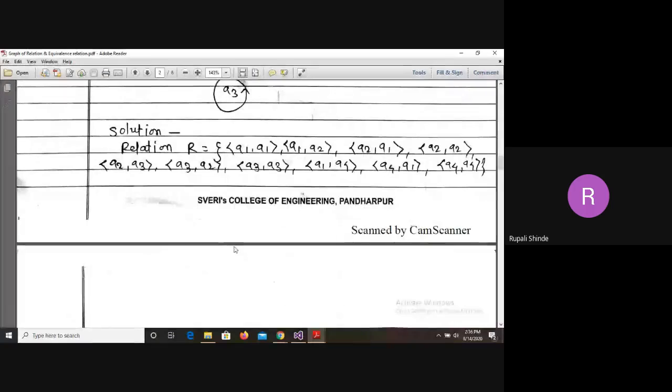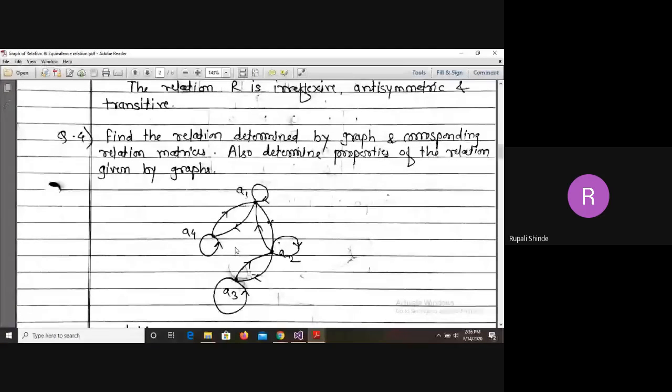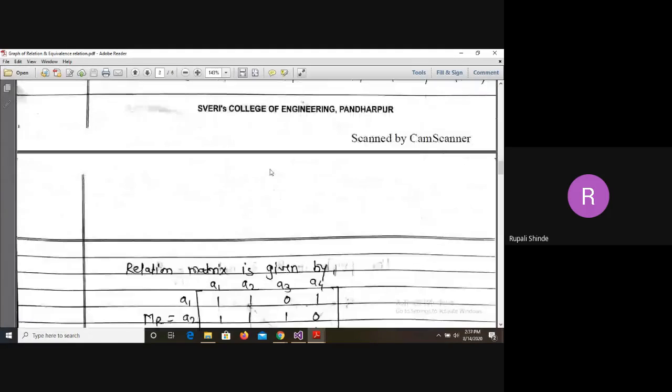Yes. So reflexive, symmetric, and transitive. These three properties are satisfied by this given relation. So we can say that this relation is an equivalence relation because it is satisfying reflexive, symmetric, and transitive properties.